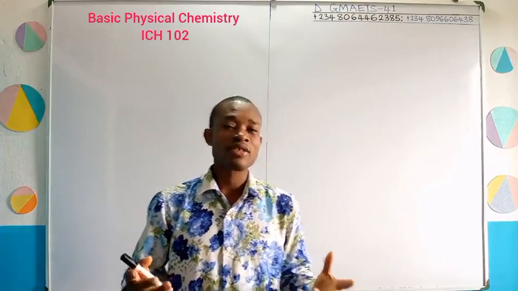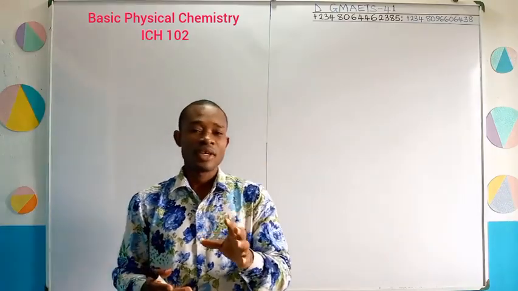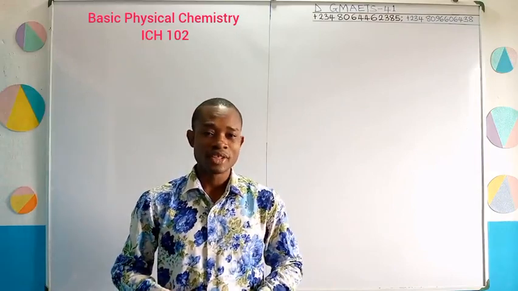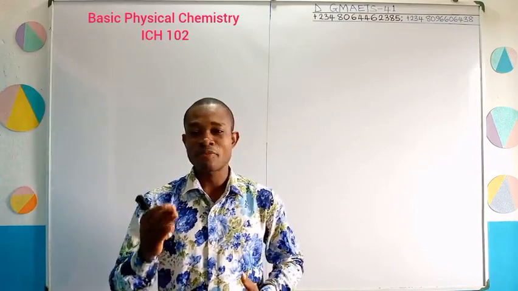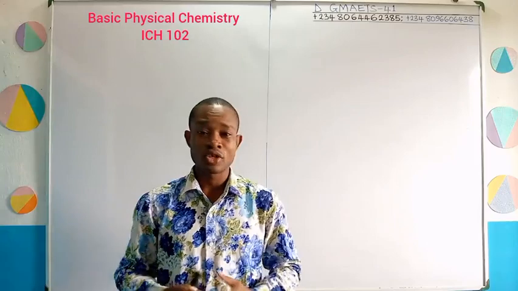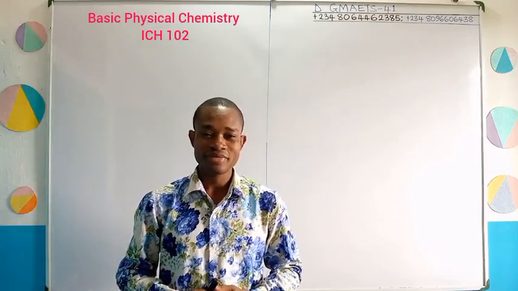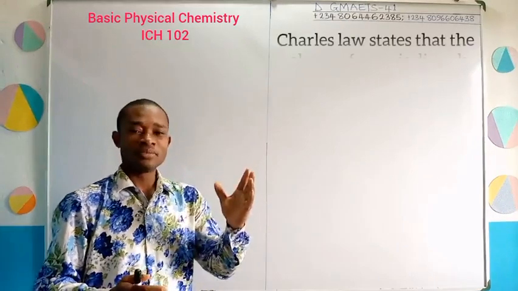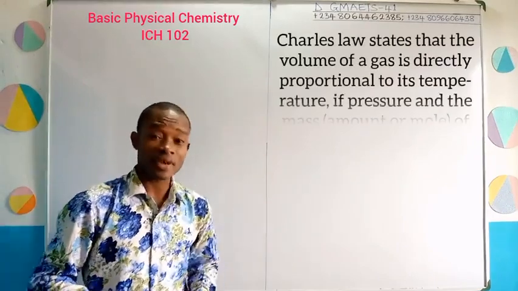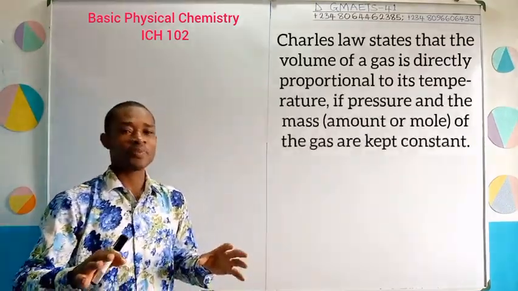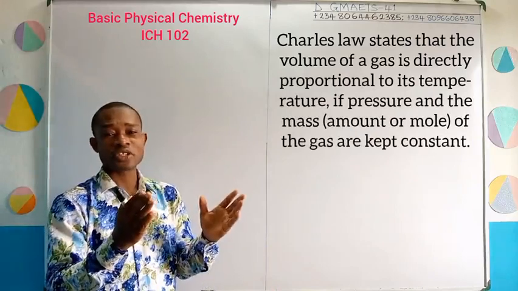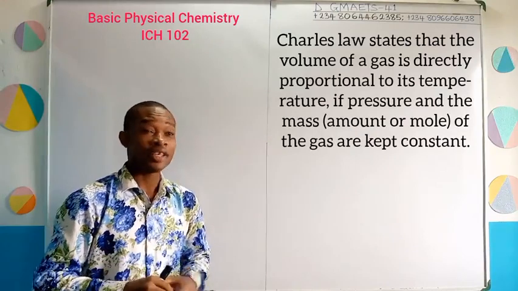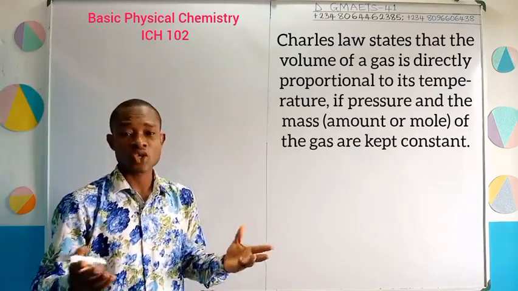And so I would like us to state Charles' law and then move on to establish the mathematical equation that is needed in order to solve problems related to Charles' law. Charles' law states that the volume of an ideal gas is directly proportional to its temperature, provided that the pressure of the gas is kept constant and the mass of the gas is fixed, that is also constant.